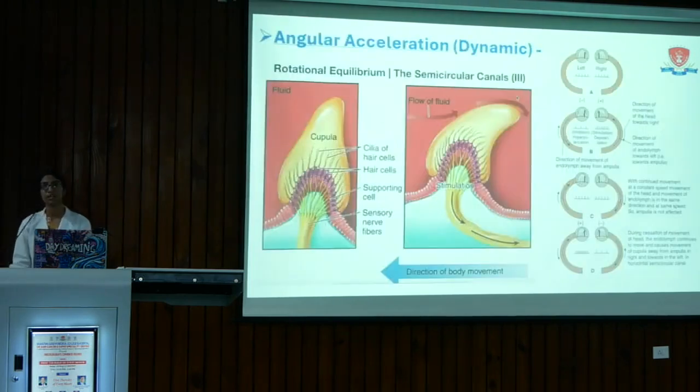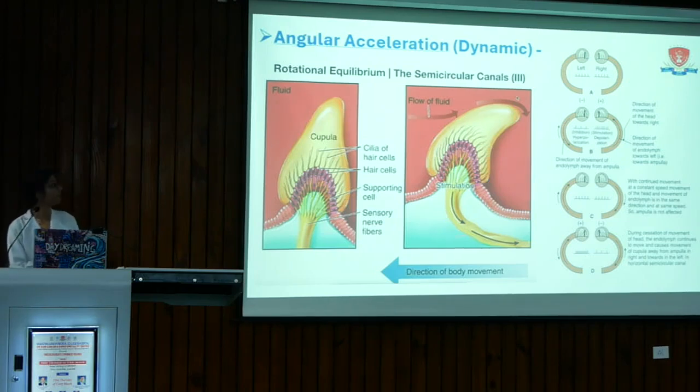The movement in the endolymph caused by angular acceleration is detected by the crista ampullaris, present in the semicircular canals. The movement in the endolymph causes the cupula to move in the opposite direction of the head movement, which in turn bends the hair cell. Depending on whether the stereocilia bend towards or away from the kinocilium, the hair cells depolarize or hyperpolarize.